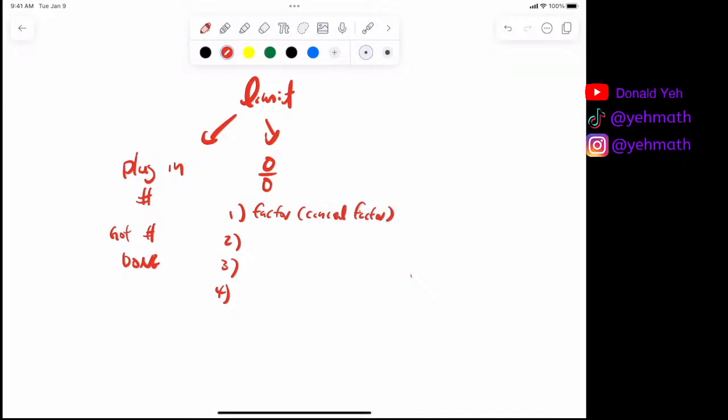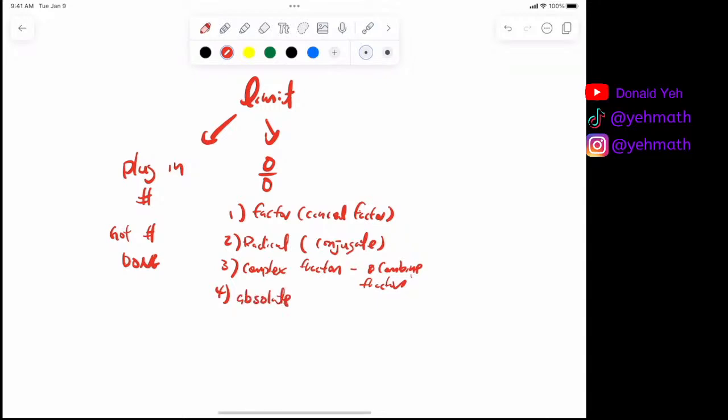And this we already talked about before. And if you have a radical, you're gonna deal with the conjugate. And if you have a complex fraction, you're gonna simplify by combining fractions. And sometimes you will get an absolute value, which yesterday's last question has.